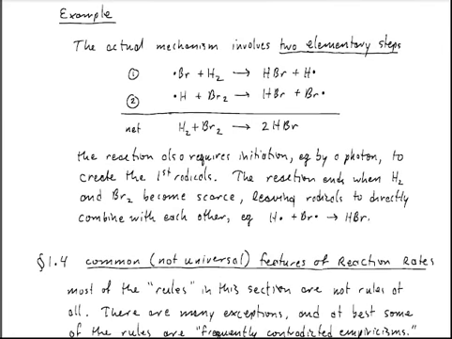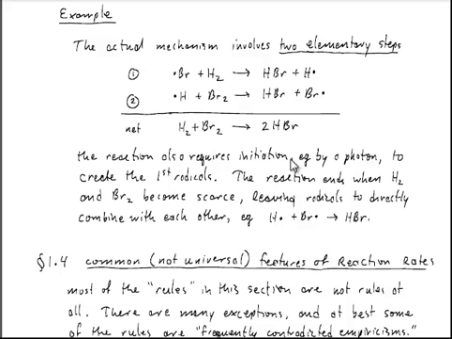So the actual mechanism does involve two elementary steps. You first have a reaction between a bromine radical and an H2 molecule to give you hydrogen bromide plus a hydrogen radical. Now that hydrogen radical turns around and reacts with a bromine molecule to give you another hydrogen bromide, plus restoring the bromine radical again. Okay, so if you add these up, you get a net reaction that is indeed the stoichiometric reaction that we proposed initially. That is, hydrogen and bromine in their molecular states directly convert to two molecules of hydrogen bromide.